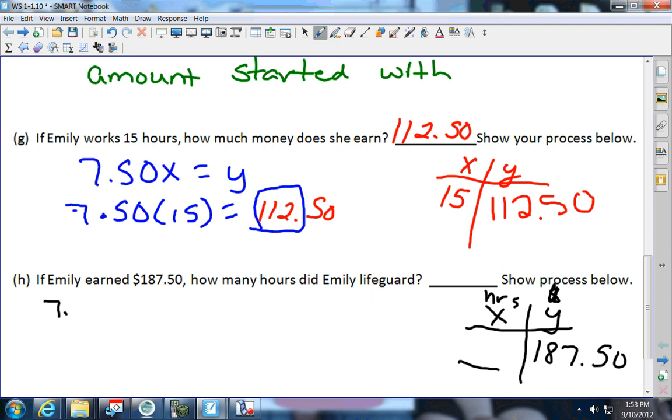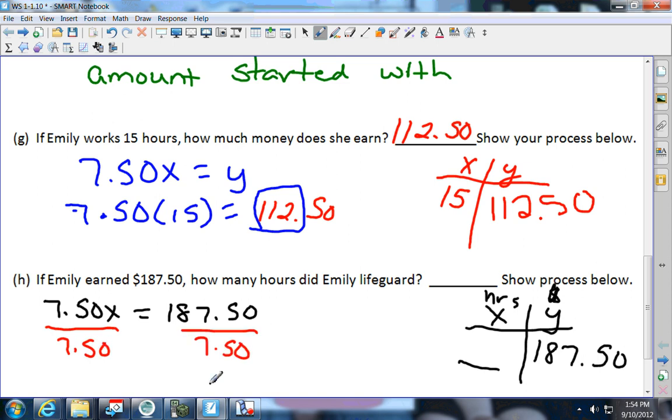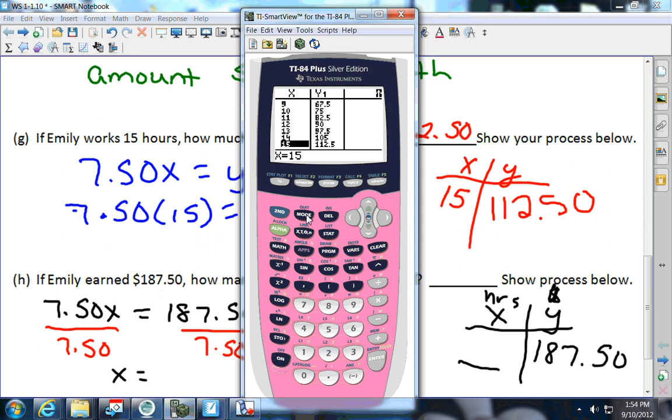Or I can do 750X equals 187.50. So to solve for X, I would divide by 750 on both sides. X equals, so if I go in my calculator, let's start in the home screen first.